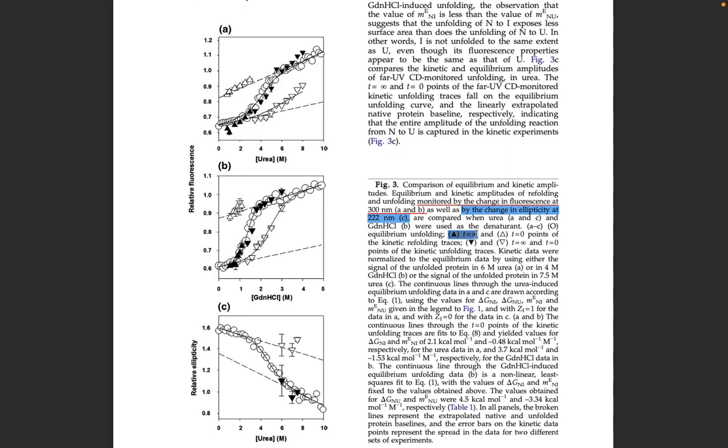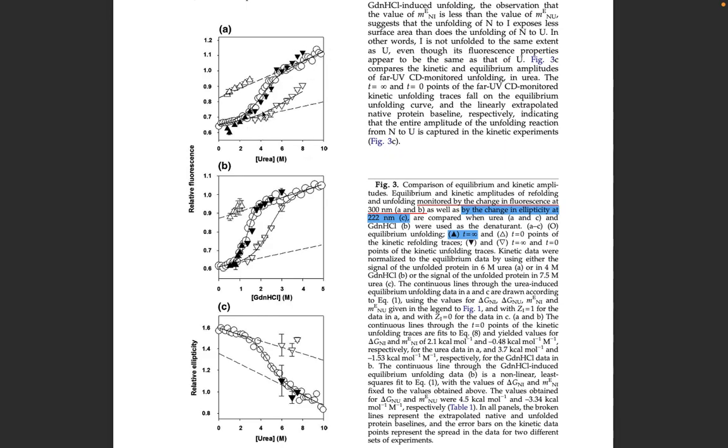They are the signal at t equal to infinity. So at every urea concentration they have the signal. When things are completely equilibrated in the kinetic experiment, the signal that we get at the end should fall on the equilibrium curve. It should be the same, completely equilibrated, right? So the signal from the kinetic experiment should be on top of the equilibrium experiments, which is evident here.